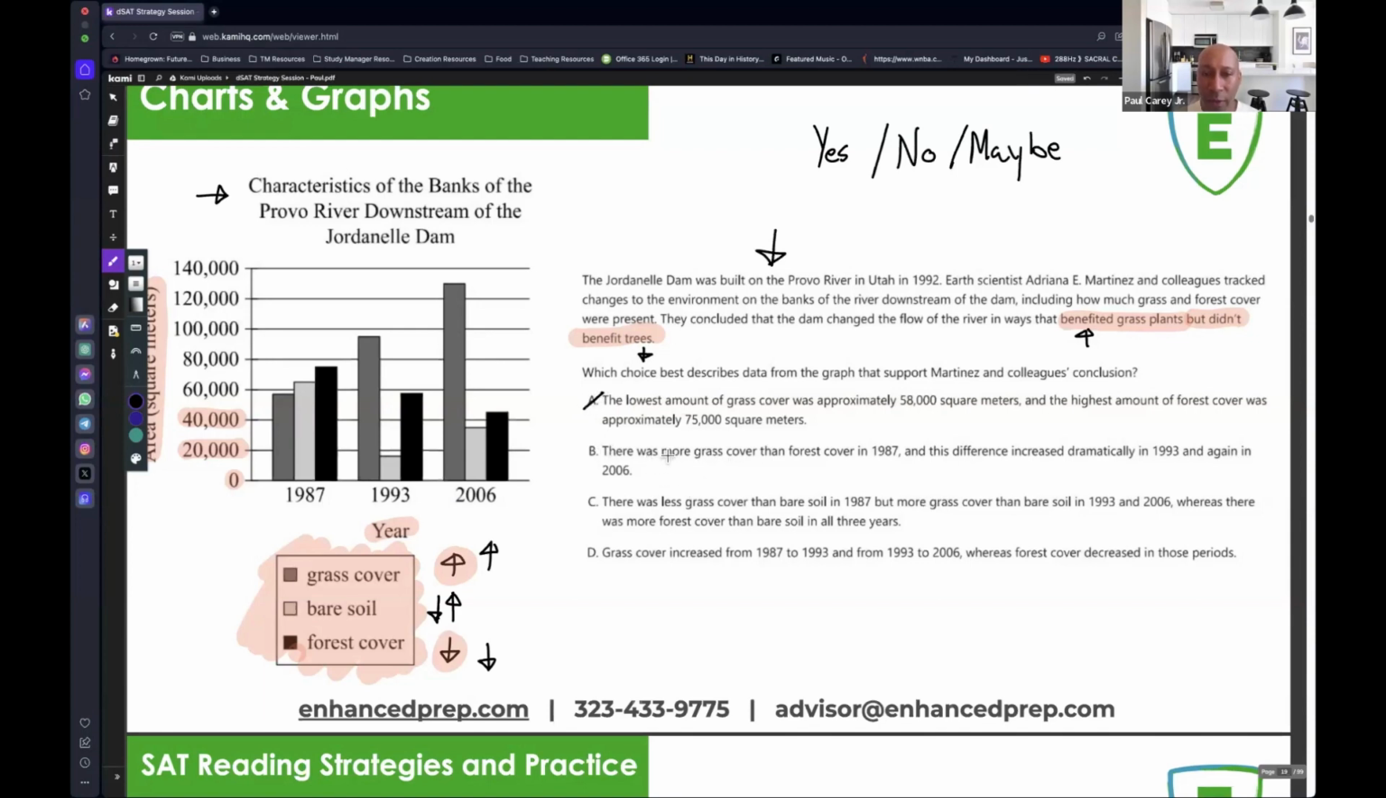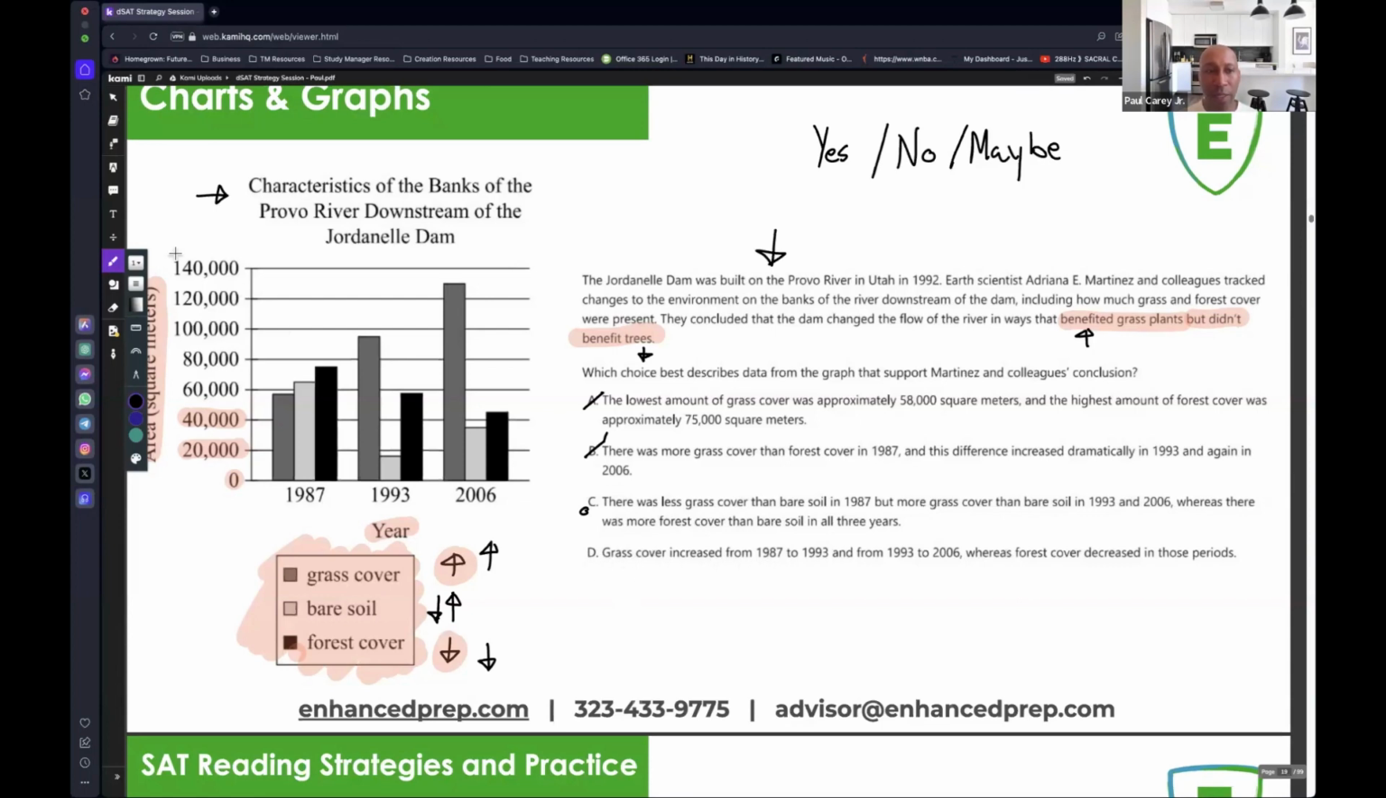What about the next one? There was more grass cover in the forest in 1987, and the difference increased dramatically in 1999 and again in 2006. Well, what do we see? Well, in 1987, there wasn't more grass cover than the forest. So we know that this one is also going to be incorrect. Let's check out C. There was less grass cover on bare soil in 1987 and more grass cover on bare soil in 1993 and 2006, whereas there was more forest cover in all three. Maybe we'll keep it as a chance, but let's check out the other answer choice.